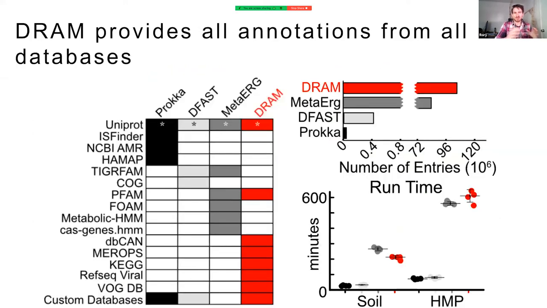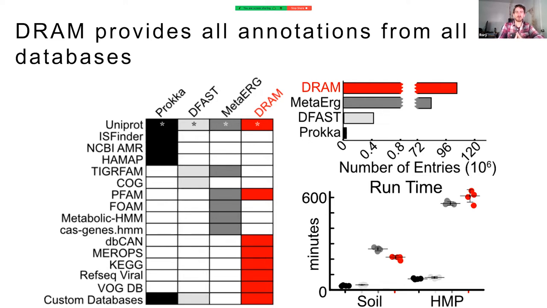So DRAM essentially provides all annotations from all the databases. It is a torrent of data. We call that the raw. And it pretty much includes everything with some limitations. We do have some filters, and those filters are unique to each database. That's where some of the nuance comes in.